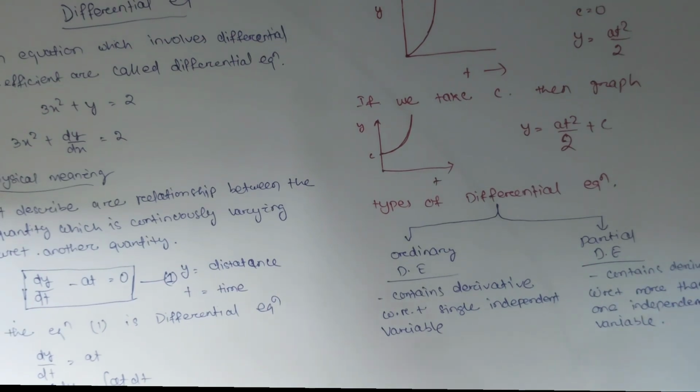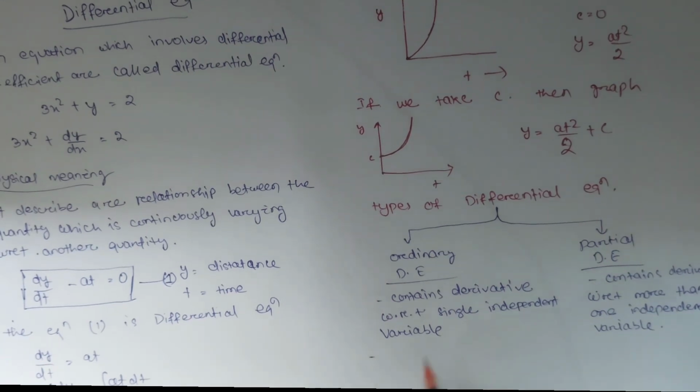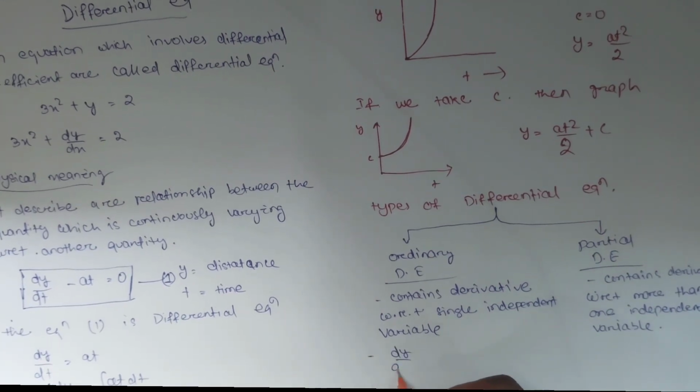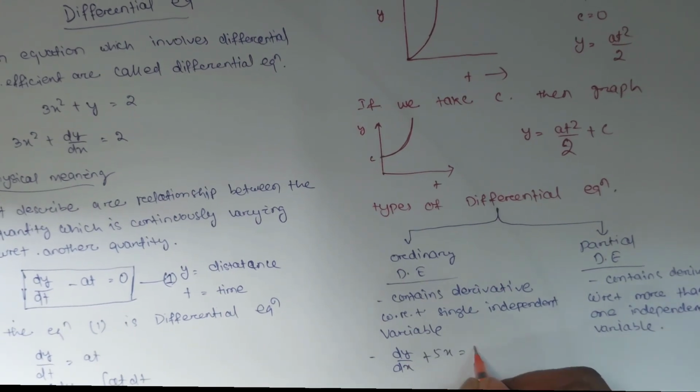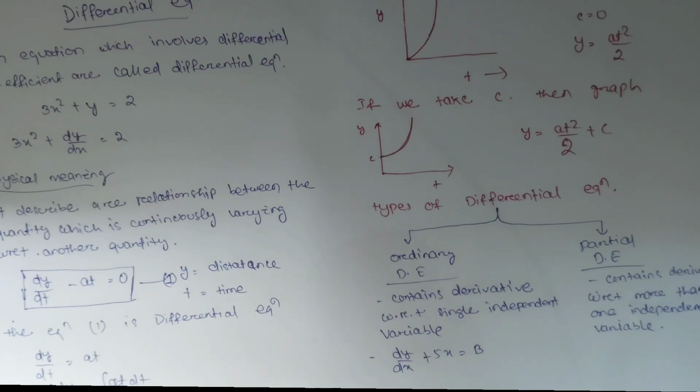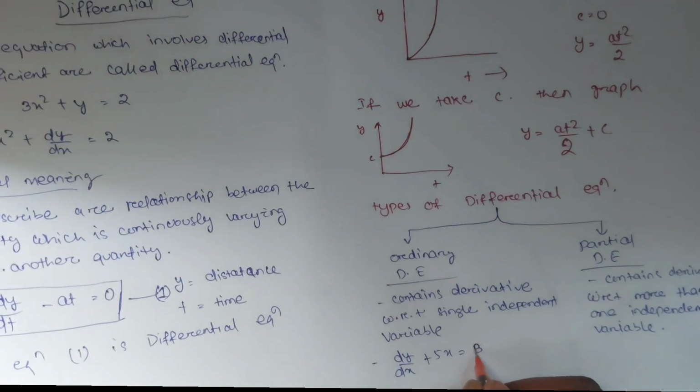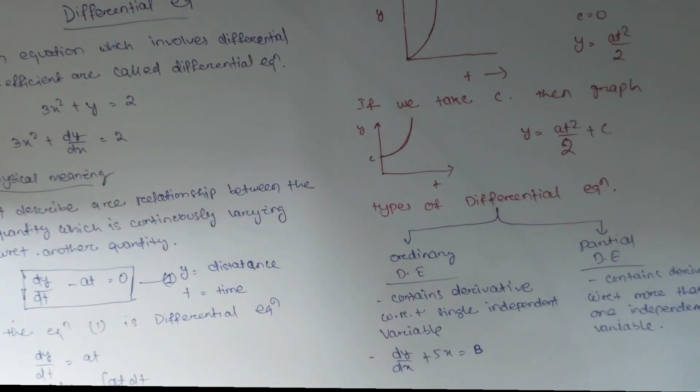Let's take an example of an ordinary differential equation and a partial differential equation to visualize it. If we take an example, it is very simple: dy by dx plus 5x equals b, where b is a constant, or we can take it as 3, whatever the number.